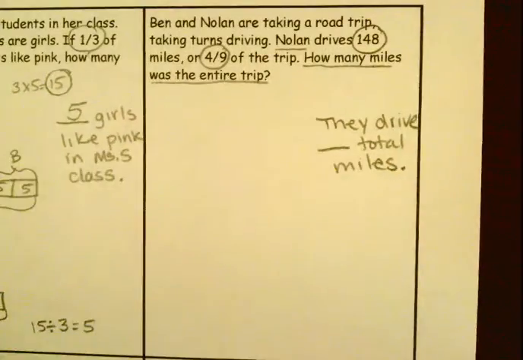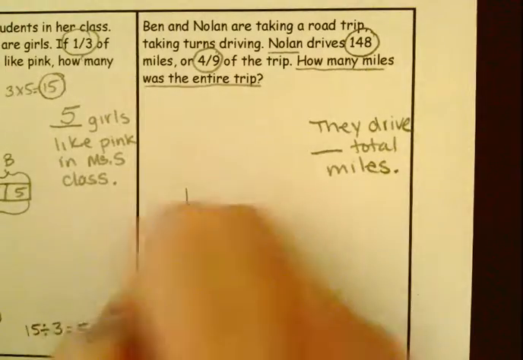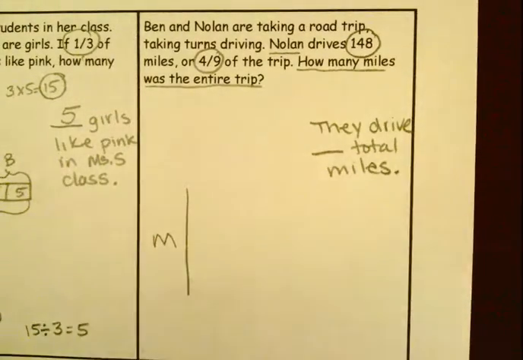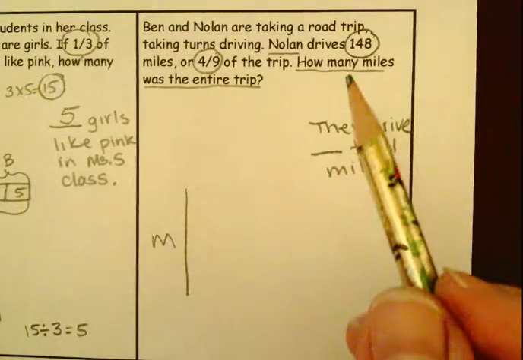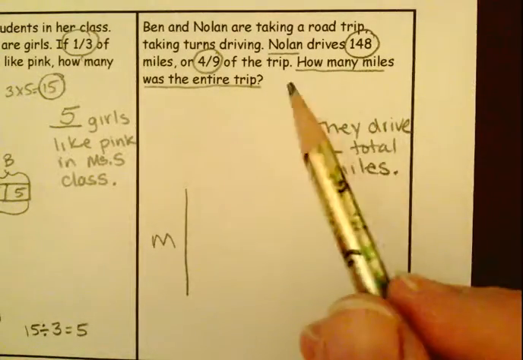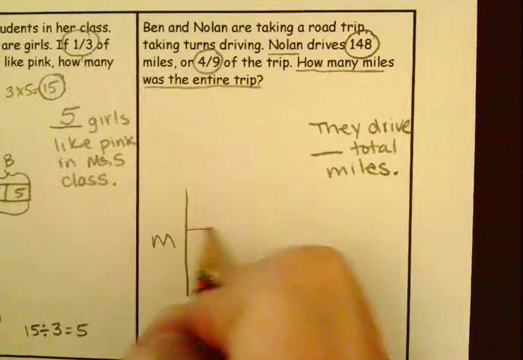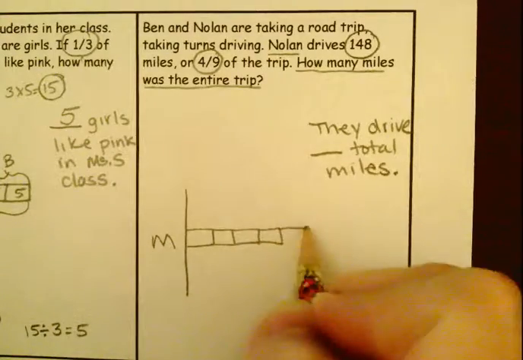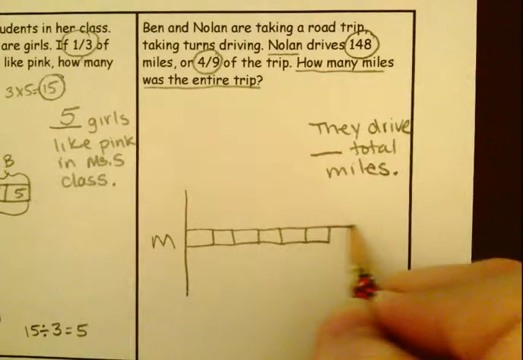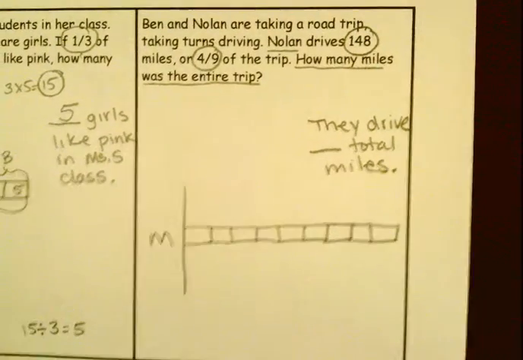All right. Now I have my starting line here, and we are talking about the miles that they've driven. I know that Nolan drives 148 miles, or 4/9 of the trip. So when I look at my 4/9, I know that 9 is my boss. So I'm going to do 1, 2, 3, and so on. So I have my 9 units there.